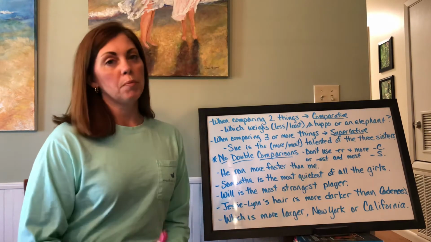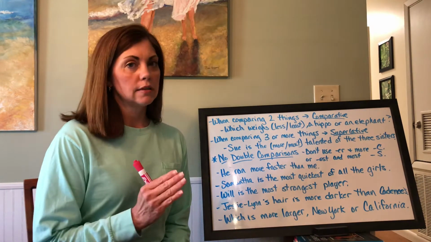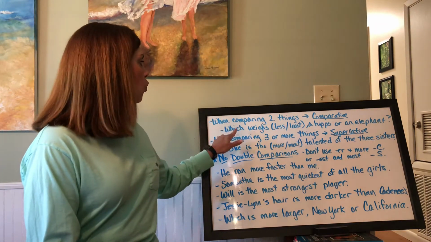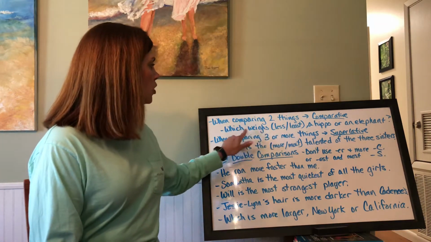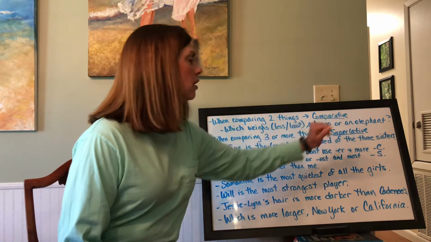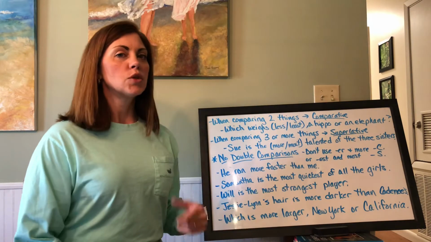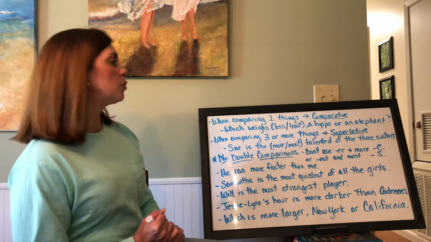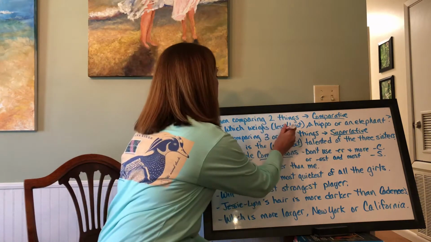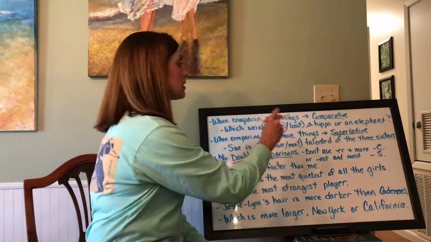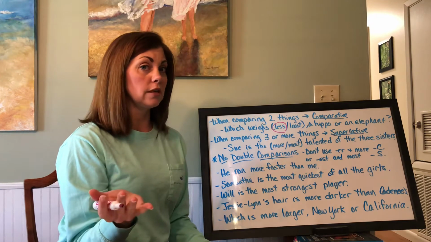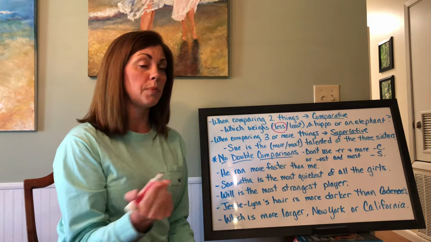So remember, for comparative, that is when you're comparing two things. So which weighs less or which weighs least, a hippo or an elephant? Okay, you have two things. So in your brain, you might think that both of them sound okay, but the one that you would use is less. Which weighs less? If you had three things, you could use least. You could use the superlative, but you only have two, so you have to use comparative.